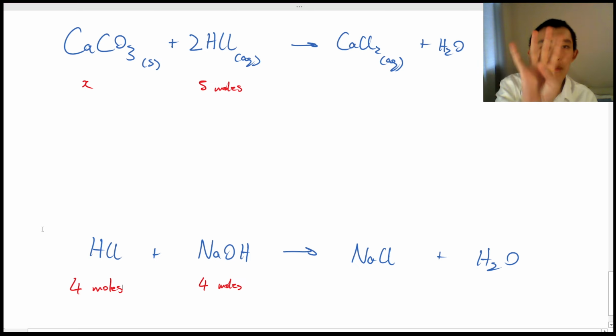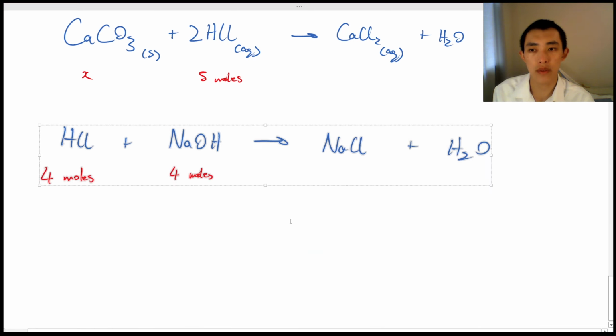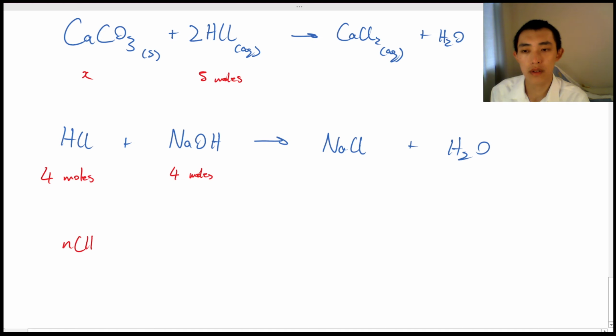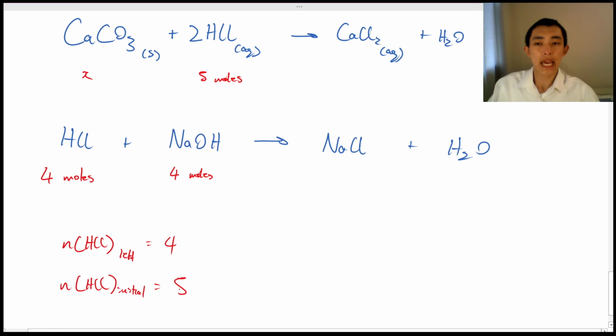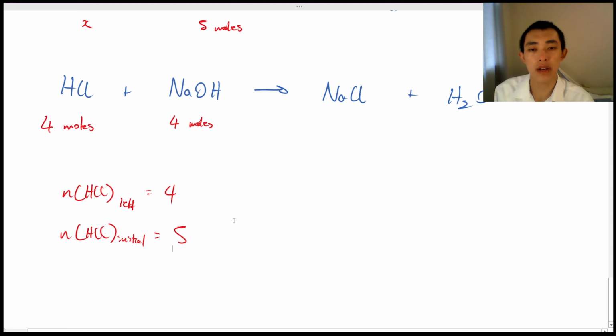So if there were 4 moles of HCl left over, the moles of HCl left is equal to 4, and the moles of HCl initially is equal to 5 moles. How many moles did we use? We can think about it as: moles initial is equal to moles left plus moles used.